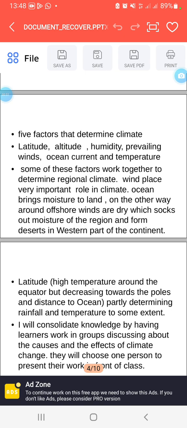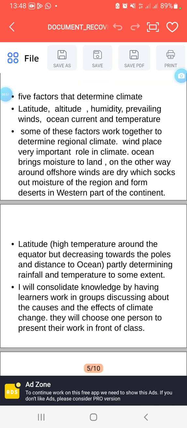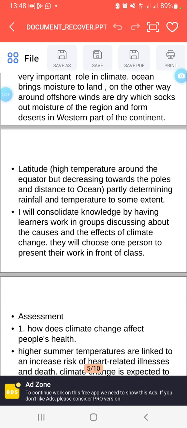Wind plays a very important role in climate. Ocean wind brings moisture to land. On the other hand, offshore winds are dry, which sucks moisture out of the region and forms deserts in the western part of the continent. And then there's latitude: high temperature around the equator, but decreasing towards the poles, and distance to the ocean, partly determining rainfall and temperature to some extent.